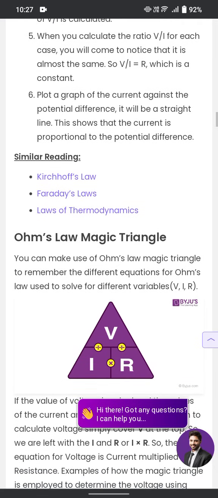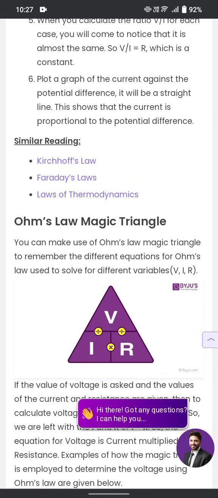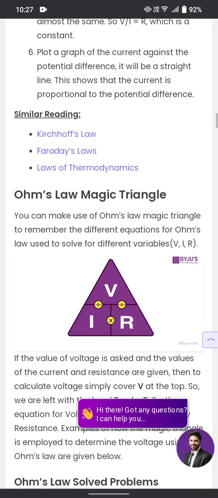Sixth, plot a graph of the current against the potential difference. It will be a straight line. This shows that the current is proportional to the potential difference.